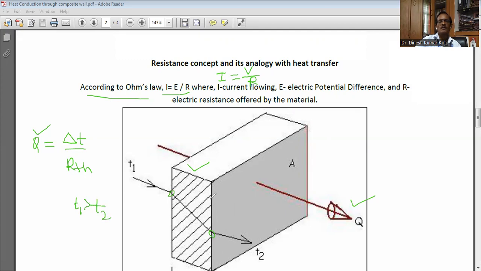The heat flow will occur, and the direction of heat flow is perpendicular to this area. You can see this area, and the heat flow is occurring perpendicular to it. So in conduction, the area which is considered is perpendicular to the direction of the heat flow.